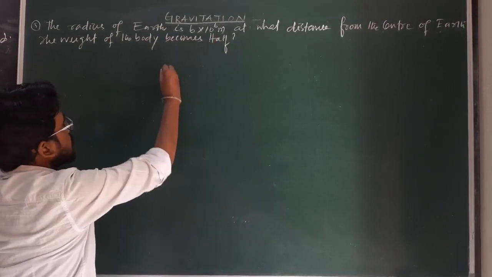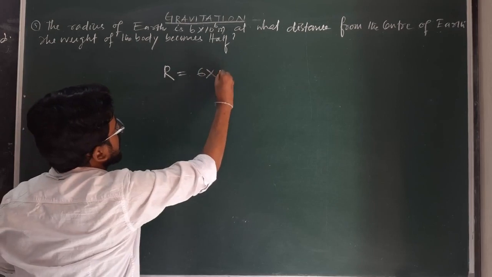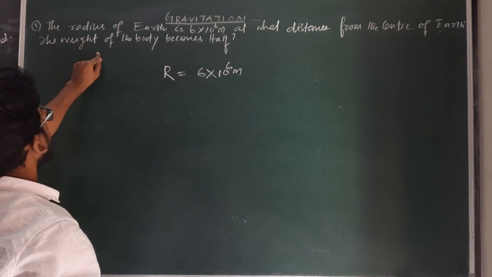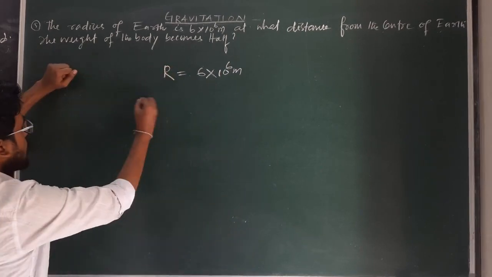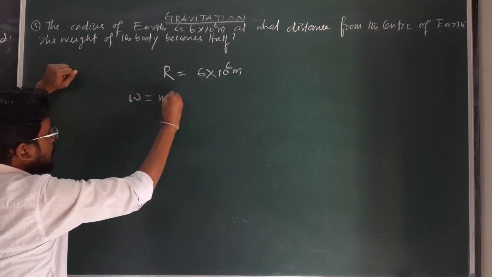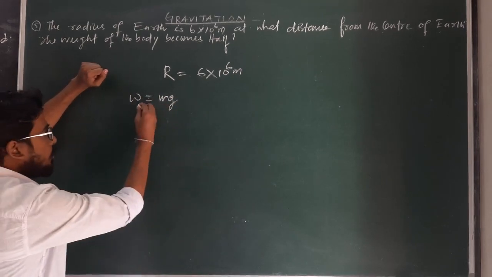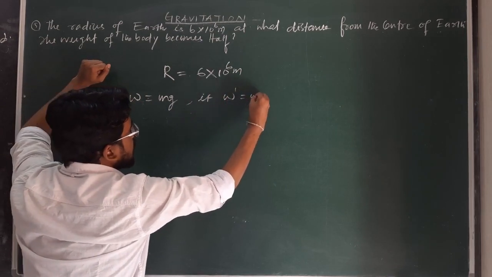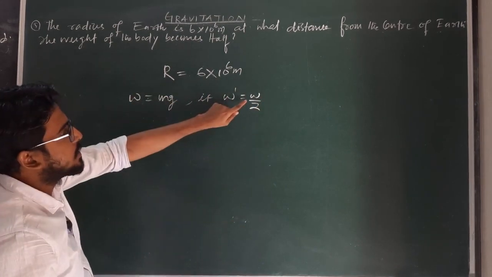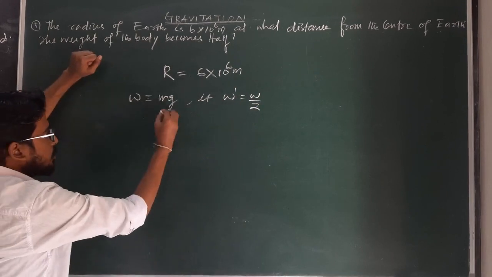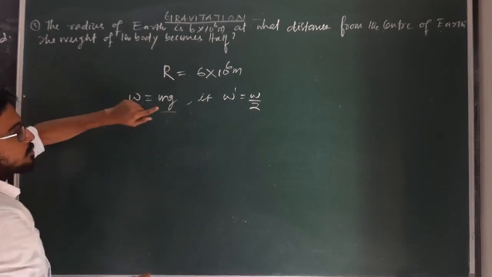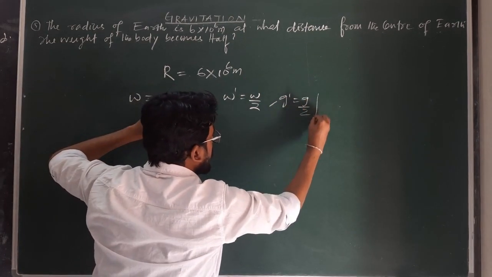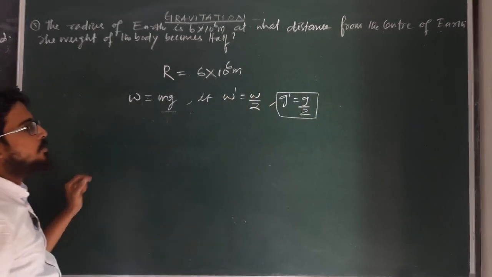Okay students, so the next question: the radius of Earth is 6 into 10 to the 6 meter. So here the radius of Earth is given as 6 into 10 to the 6 meter. At what distance from the center of Earth does the weight of the body become half? We know that weight of the body can be given as m into g. Clear? And if the weight of the body becomes half, if weight w dash will become w by 2, then in this case the variable is g, because mass remains constant. So g dash will be equal to g by 2, then only the weight of the body will become half of the given weight on the surface.